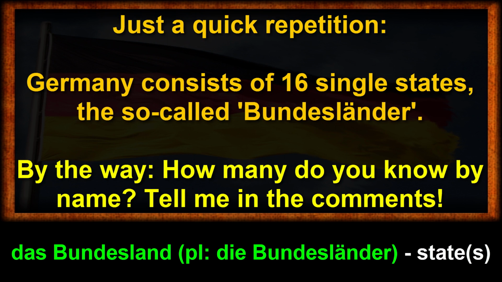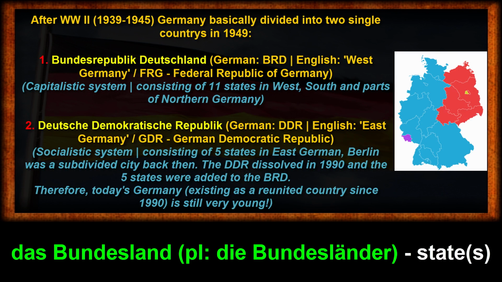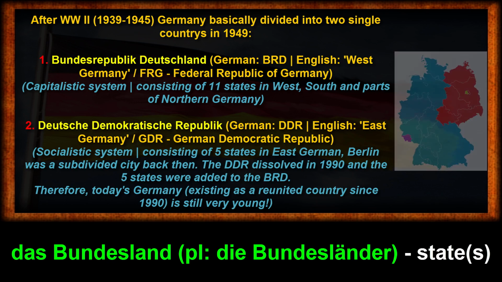So like I said before, Germany is consisting of 16 single states. Das Bundesland singular, die Bundesländer plural, since 1990. That started when the former GDR, the German Democratic Republic, also known as DDR in the German language, Deutsche Demokratische Republik, ended and became a part of the old Federal Republic of Germany. So my country isn't that old regarding its today's constitution yet, so to speak.